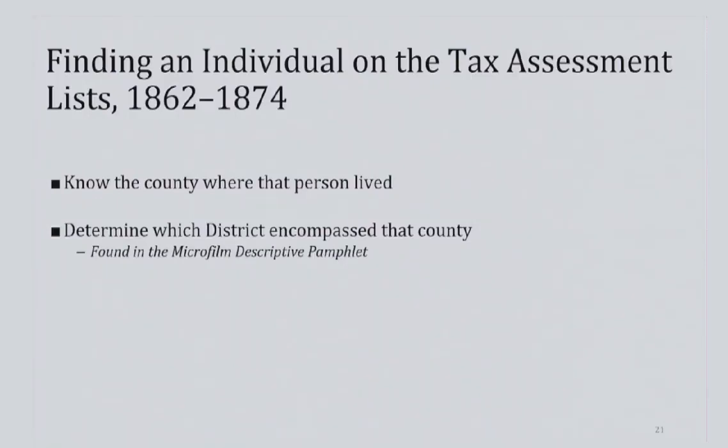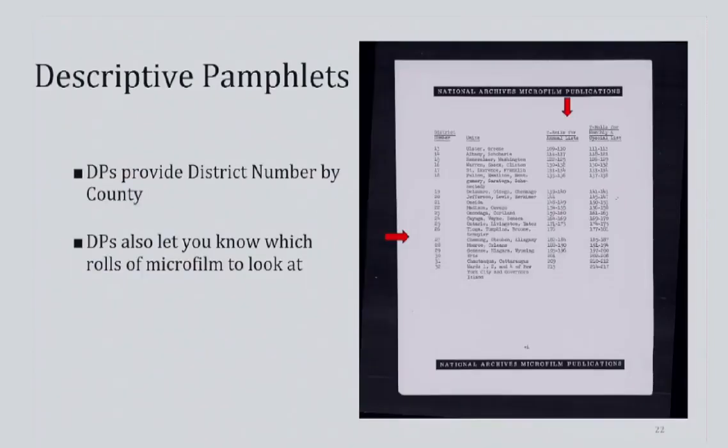Generally, even if you were only interested in records after 1866, it would be most useful to get the district information from the descriptive pamphlet. Next slide, please. So in this example of a descriptive pamphlet for New York, we see that Monroe County is in District 28. The DP also tells us which microfilm rolls to look in for the 1862 to 1866 list. Next slide, please, number 23.